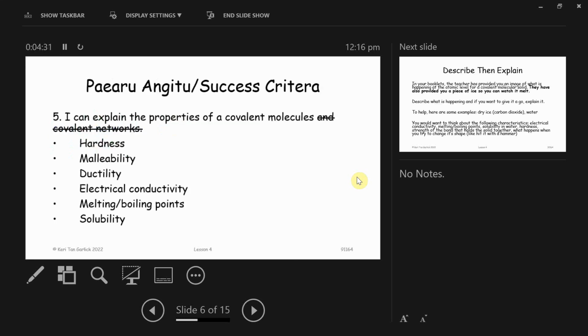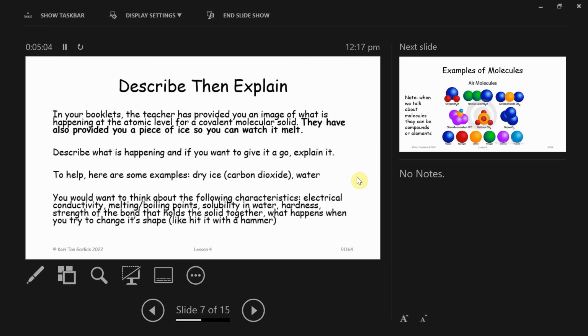Cool. All right. On our success criteria, we're looking at the second half of number 5. So if you look on that pink checklist, number 5 says I can explain the properties of covalent molecules, and I've crossed out the covalent networks. We did covalent networks last week, so we're doing covalent molecules this week, and it's the same properties that we are thinking about when we're looking at them. So we look at all the same properties, and we're tying it back to atomic structure to figure out why they have those properties. All right. Cool. So we're going to describe and explain.